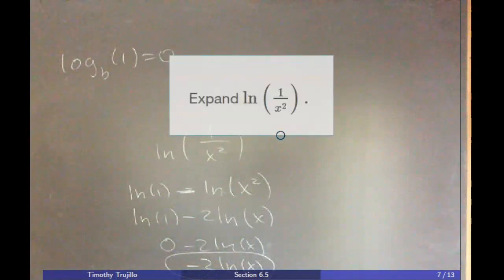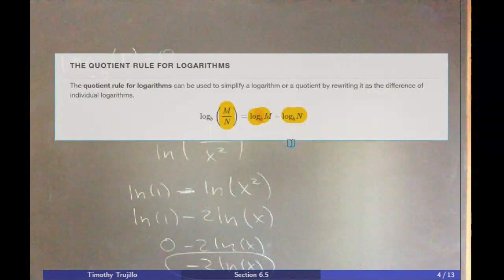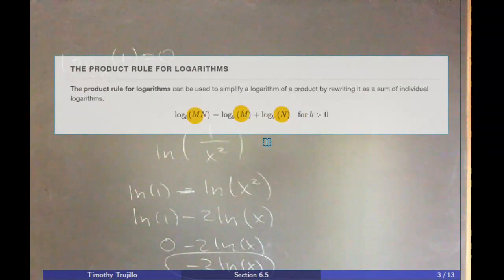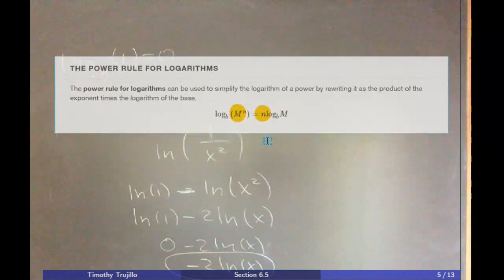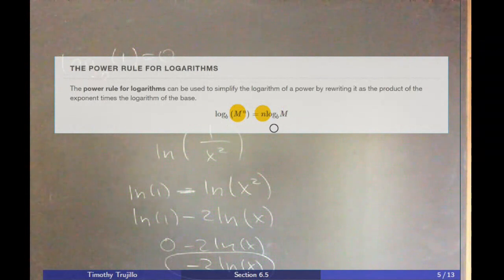So expanding, I guess to be a bit more clear about exactly what we mean by expanding, let me just go back to the rules and point out what's happening here. So expanding means that you're going from the left side of these rules to the right-hand side of the rule. And in most instances, you get an extra logarithm, but not every instance. For example, here. And sometimes that extra logarithm can disappear, right? Especially if it's the natural log of 1.